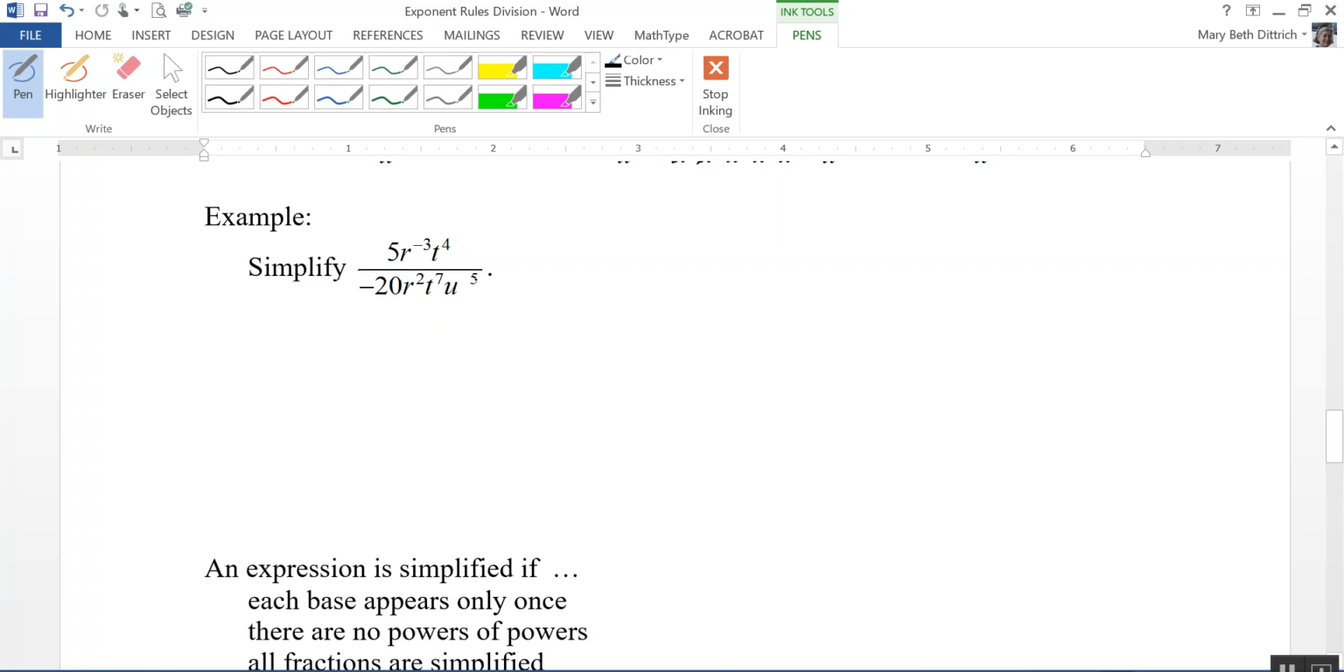I'm going to break this up actually into 4 fractions. Let's deal with our coefficients. So 5 over negative 20 times, now I'm going to look at my r's. R to the negative third over r squared, and then I have my t's, t to the fourth over t to the seventh, and I don't have any u's on top, so I'm going to put a 1 on top there over u to the negative fifth. And let's simplify each one of those. 5 over negative 20 is the same as negative 1/4.